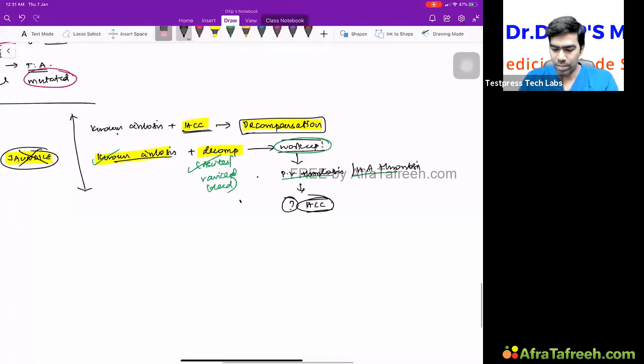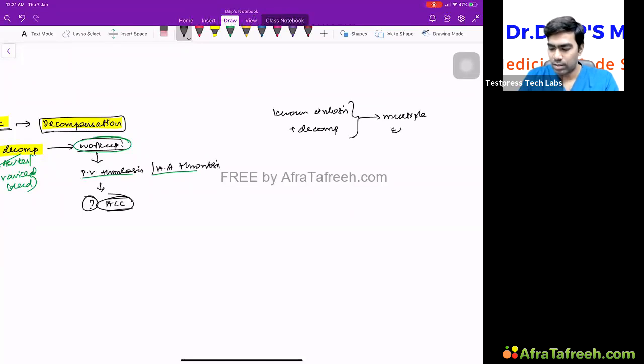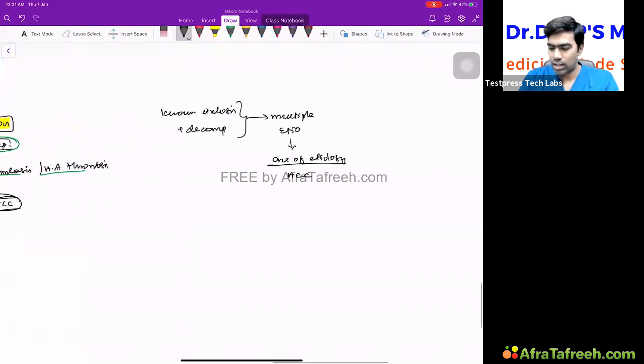So that's why I told you a patient who's a known cirrhosis, developing decompensation has multiple etiologies. In a nutshell, a patient who previously had compensated cirrhosis and is developing decompensation, the reasons are multiple, not only one reason. One of the etiologies is HCC. And one of the etiologies is hepatic artery or portal vein thrombosis.